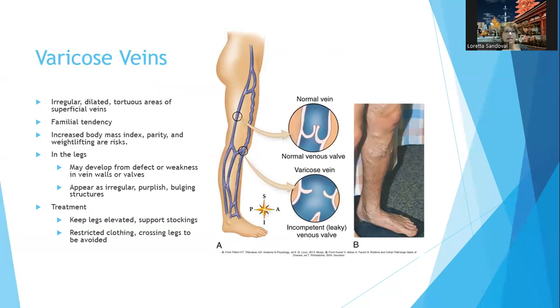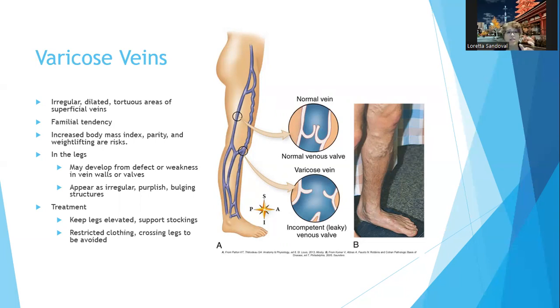On to the venous side, varicose veins are irregular, dilated, tortuous, I love that word, areas of superficial veins. There can be a familial tendency. If you have increased body mass index, parity, which is number of times you've given birth, and weightlifting are risks. I've actually seen some pictures of varicose veins on Olympic weightlifters' legs. They're crazy. But it puts a lot of pressure on the veins, and that's where you get it from.